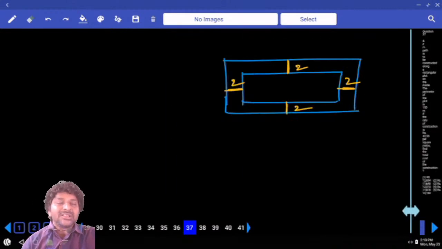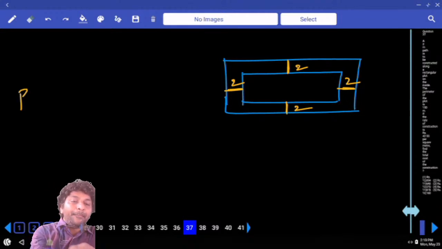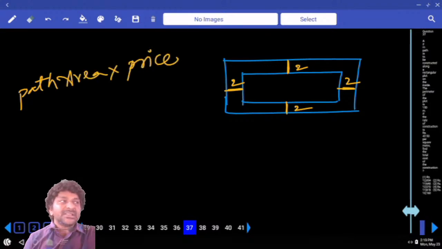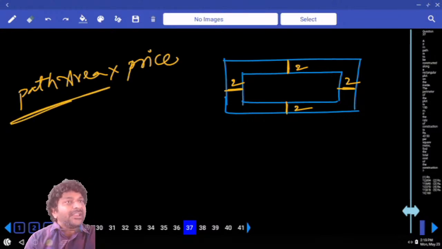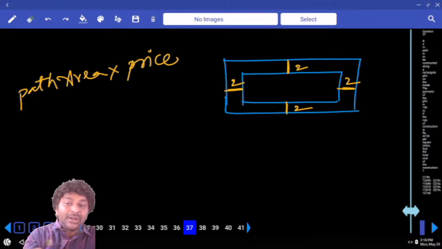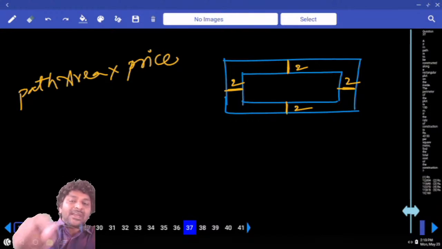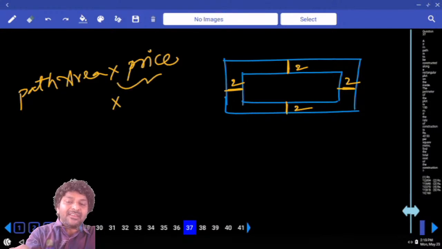So the total cost of constructing a path, that means we need to go for path area multiplied by price per square meter. Right. Do you know how much is the path area? We have to calculate. Do you know what the price is? Yes. How much is that? 42.5. So you know that the price is already given.